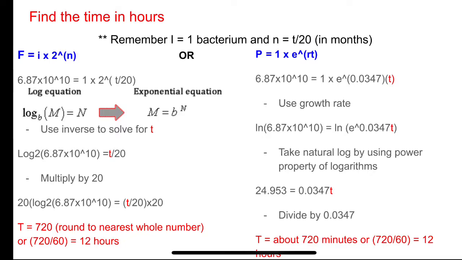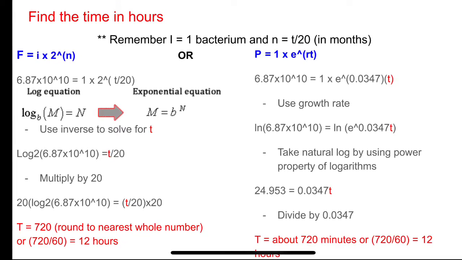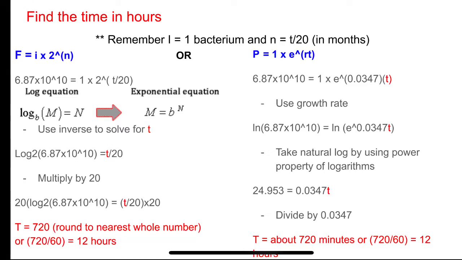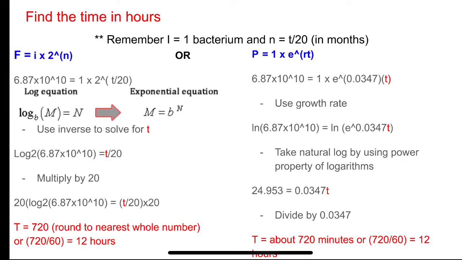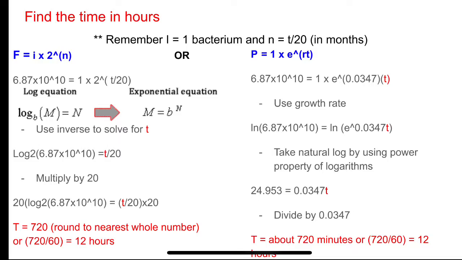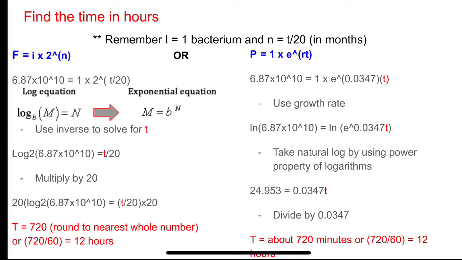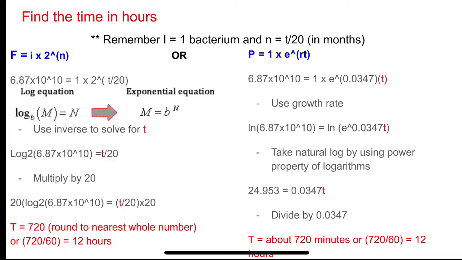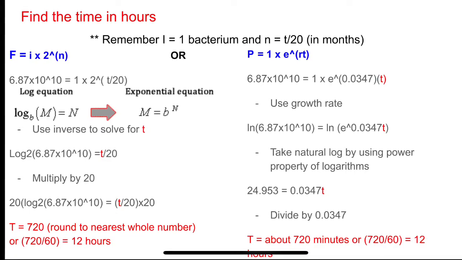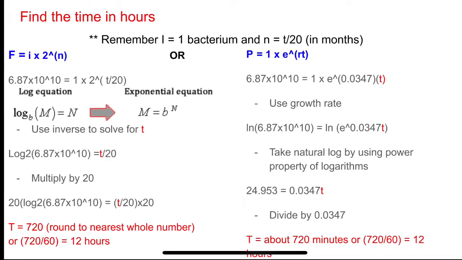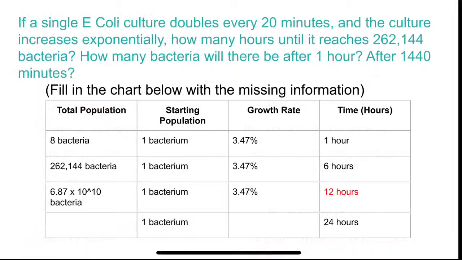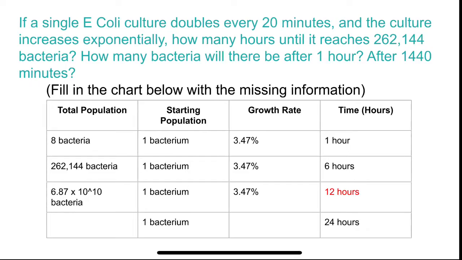If we would prefer to use the equation with growth rate, we can fill it in as follows. 6.87 times 10 to the power of 10 equals 1 times e to the power of 0.034657 times t. Once we take the natural log of each side, we can calculate the natural log of 6.87 times 10 to the power of 10 divided by 0.034657, which will give us a similar t, when rounded, of 720, then divided by 60, that gives us 12. We can now fill in the 12 hours into the missing spot.